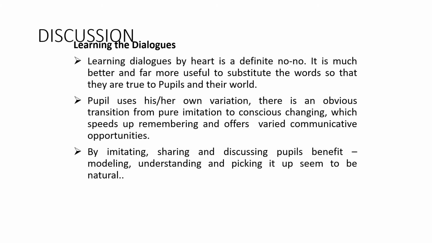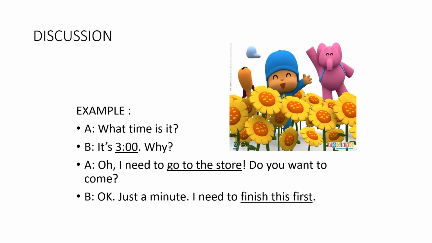Number 1. Learning dialogues. Learning dialogues by heart is a definite no-no. It's much better and far more useful to substitute the words so that they are true to the pupils and their worlds. Pupil uses his own variation. There is an obvious transition from pure imitation to conscious changing, which speeds up remembering and offers varied communicative opportunities. By imitating, sharing, and discussing, pupils benefit; modeling, understanding, and picking it up seems to be natural.